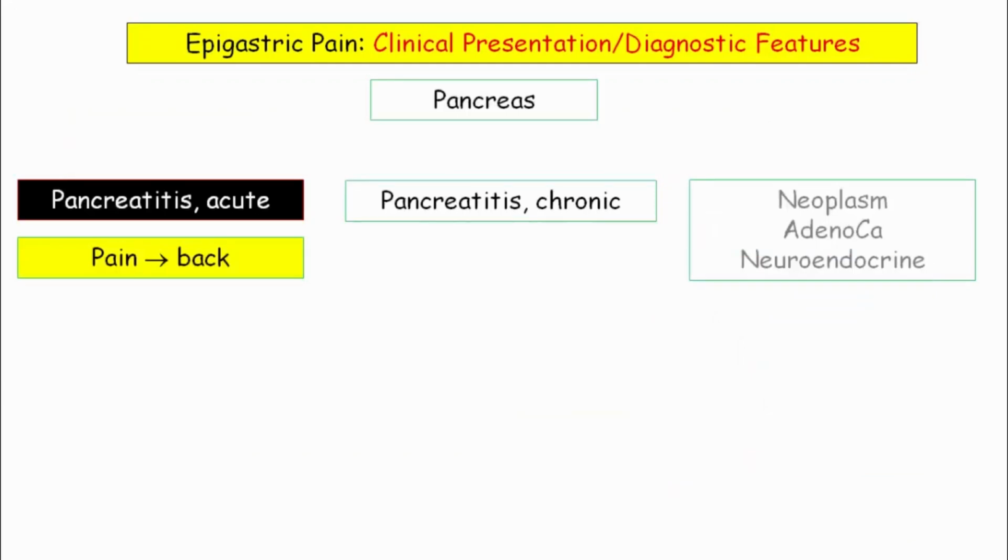So how will they describe the clinical presentation for acute pancreatitis? The patient will have epigastric pain, but that pain might be described as radiating to the back. It will not be described as a ripping or tearing sensation, as might be described in aortic dissection, and there will be no abnormalities of the pulses reported.